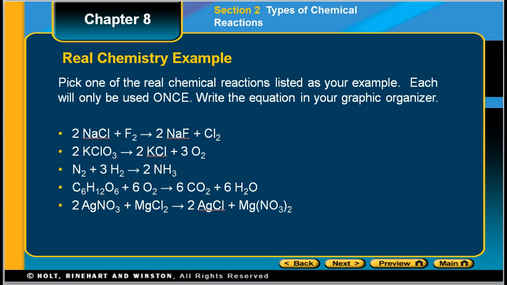Looking at these 5 possible real equations, identifying which one of these is the synthesis reaction, it is the third equation here. So N2 plus 3H2 makes 2NH3.